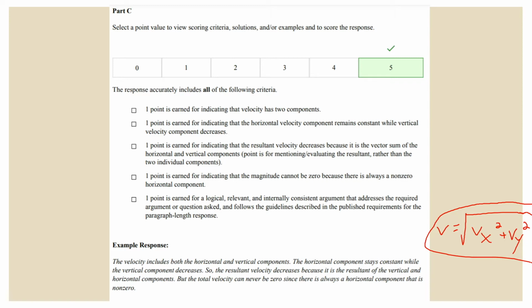Take a second to pause this video here and take a closer look at the scoring guide, making sure you understand all aspects of the way they are giving the points. And when you hit play, we'll move on.